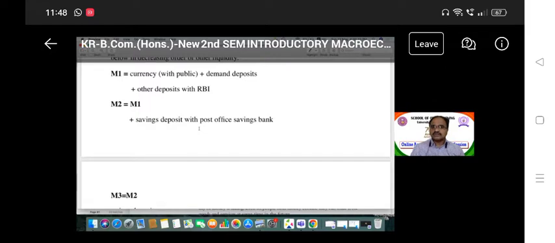Because with more mobilization of savings from the public, there is more saving, more investment, more production. With more production, more income is generated, and growth is happening in the country. So that is why banks and post offices mobilize savings and give some kind of interest rates. So whatever is available, savings deposits with currency, demand deposits, other deposits with the RBI, that is M2. M2 additionally adds savings deposits with post office savings banks.